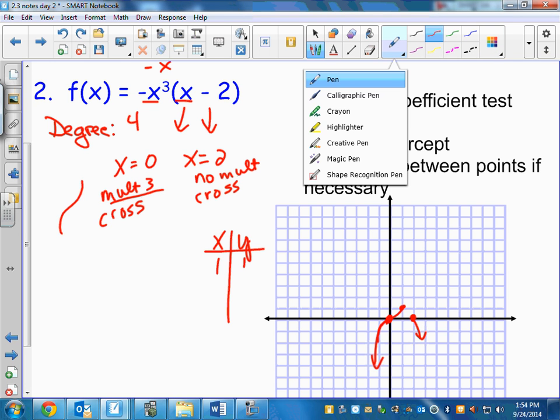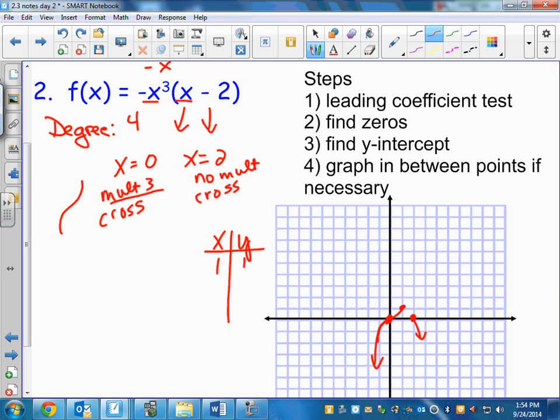So how do you find the multiplicity? It's the exponent, it's the power. It's whatever the power is, that's the multiplicity.